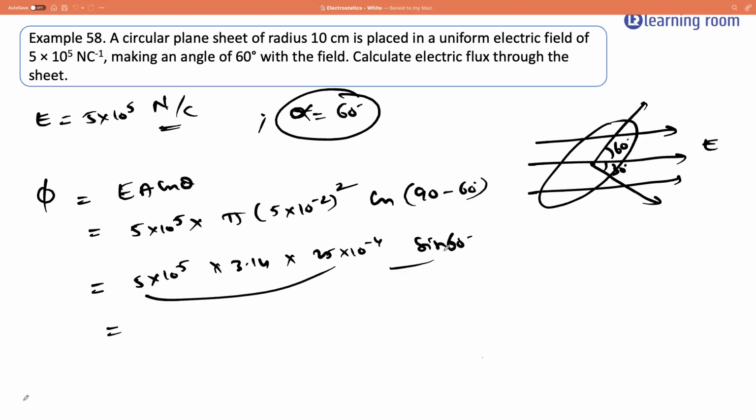Isn't the radius 10 centimeter? Yeah, the radius is 10 centimeters. Yeah, sorry. So 10, so it is going to be 100. So 100 into 10 power minus 4. So answer will be 3.14 into sine 60, which is root 3 by 2. Okay. That part calculated.